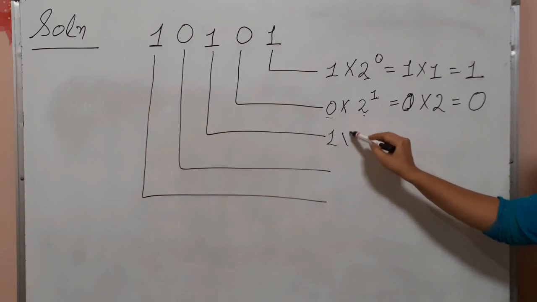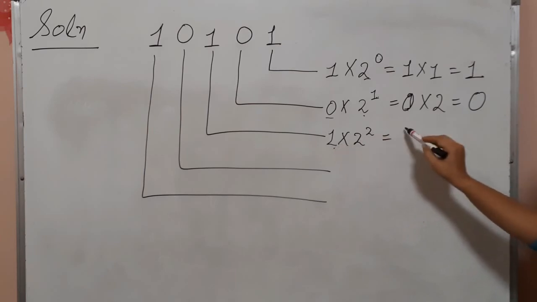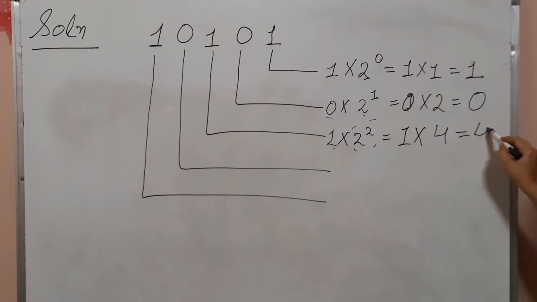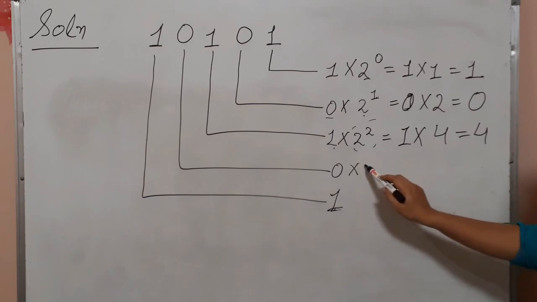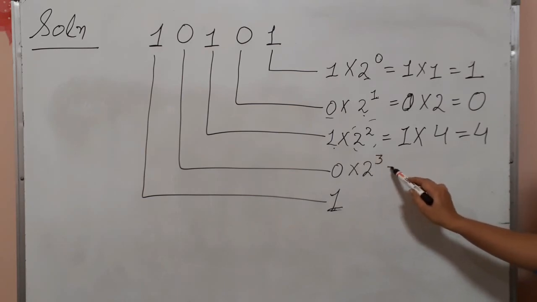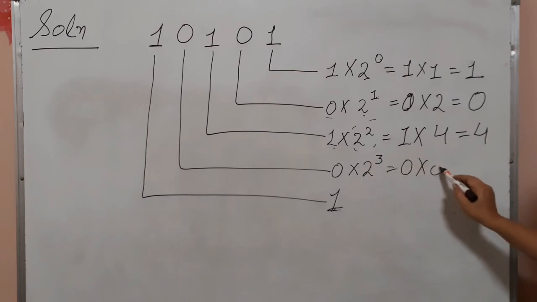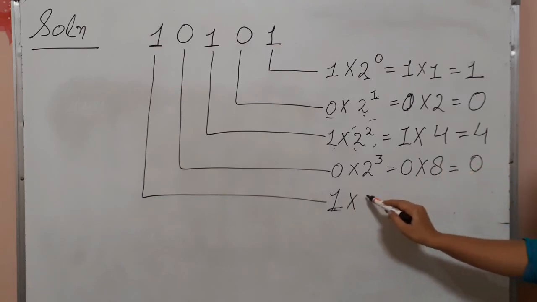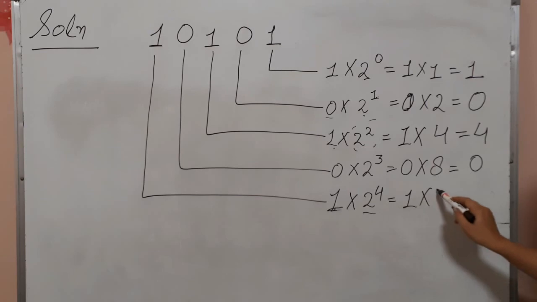Now 1 multiplied by 2 to the power 2. The value of 2 to the power 2 is 4, so it equals 4. Now solving this one, 0 multiplied by 2 to the power 3, the value of 2 to the power 3 is 8, equals 0. Next 1 multiplied by 2 to the power 4, the value of this one is 16. 1 into 16 is 16.